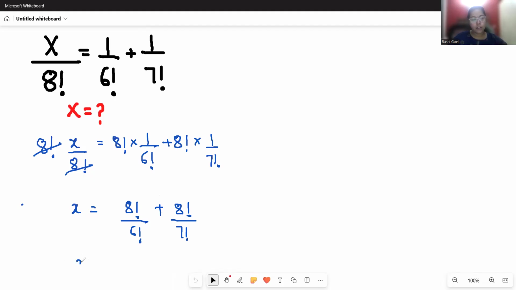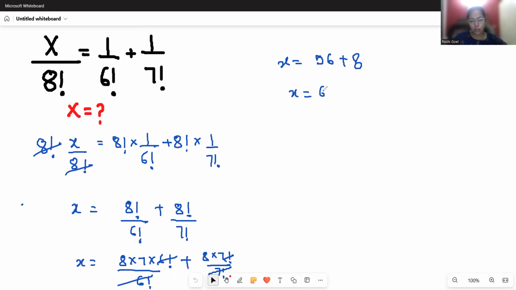Now this 8 factorial, I can write it as 8 times 7 times 6 factorial over 6 factorial. Similarly, 8 times 7 factorial over 7 factorial. So we can cancel out this. So x equals 8 times 7, which is 56, plus 8, which equals 64.